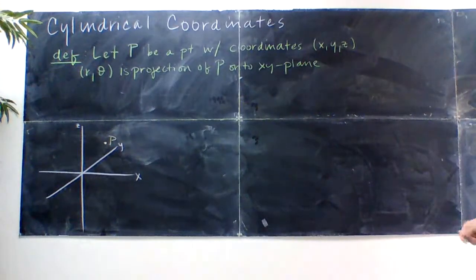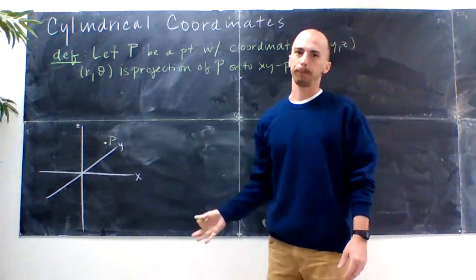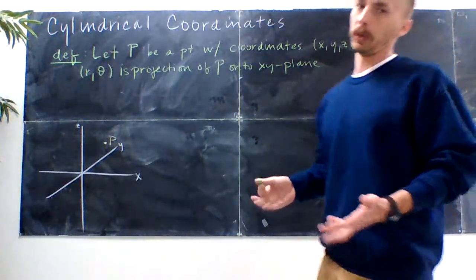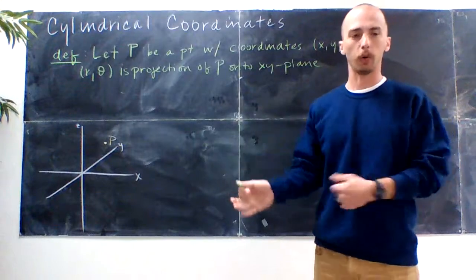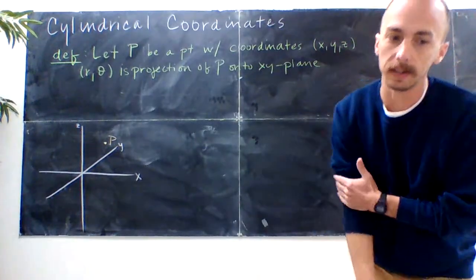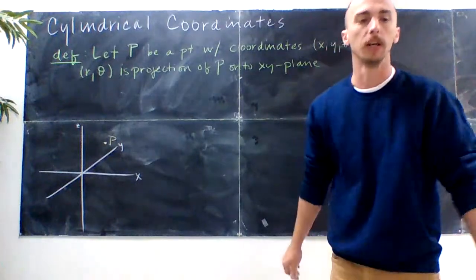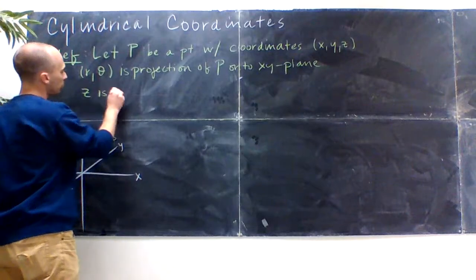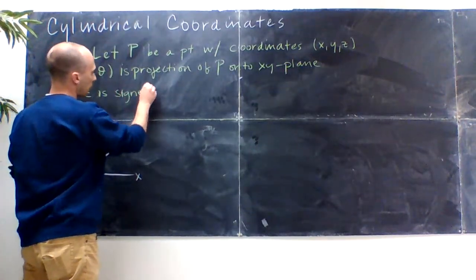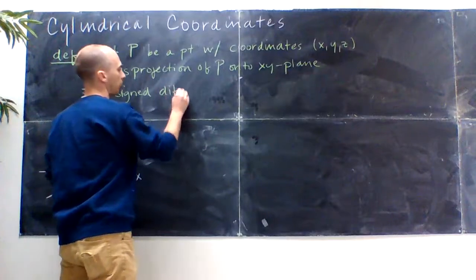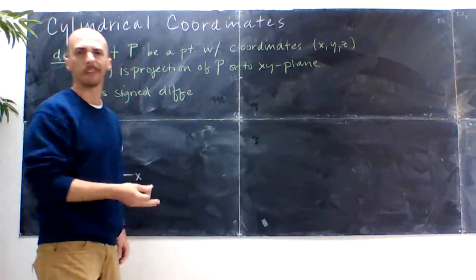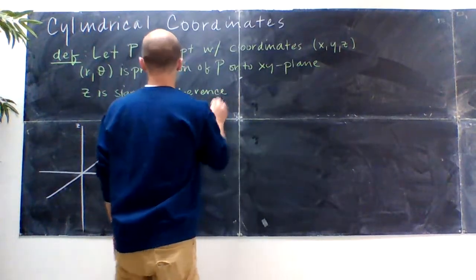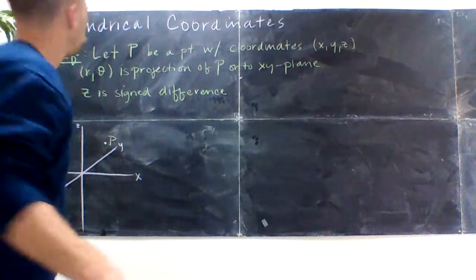And then we're going to have a third coordinate, which is just going to be our height, okay? And that's going to mean that z is the same as z in rectangular coordinates, but we're going to say z is the signed distance from r, theta, the point in the xy plane, to the point P. When I say signed distance, I mean, if it was below the xy plane, then this z would be negative, like you would expect.